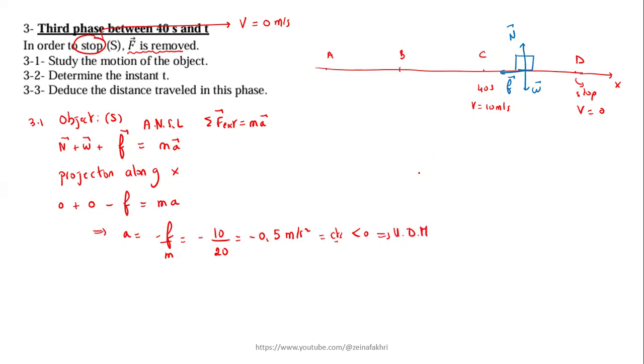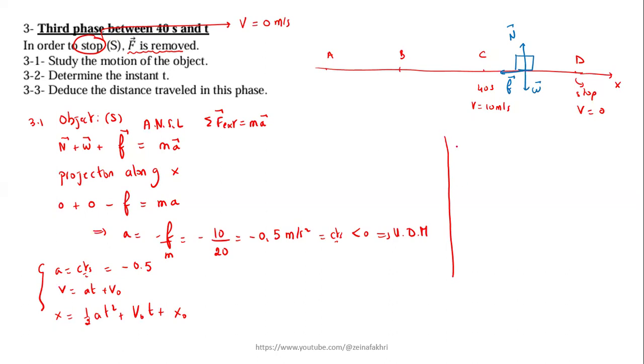So the same thing here, we'll put the equations. What we have as equations: A is equal to a constant, we know it is negative 0.5, V equals AT plus V0. Now we have to pay attention, what is this V0? Then X equals one half AT squared plus V0T plus X0. And in part 3-2, the question is: determine the instant t, which is the final instant where the object stops. So we find the time. Now we do not find the instant.